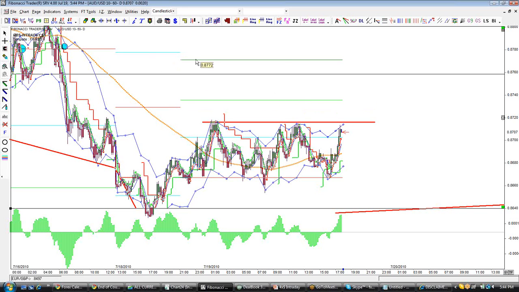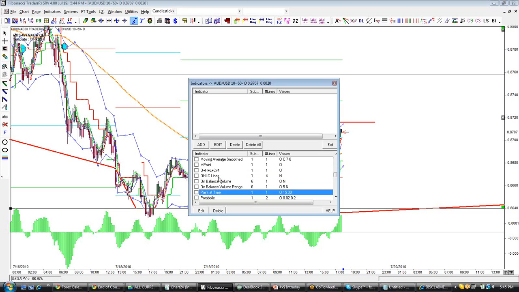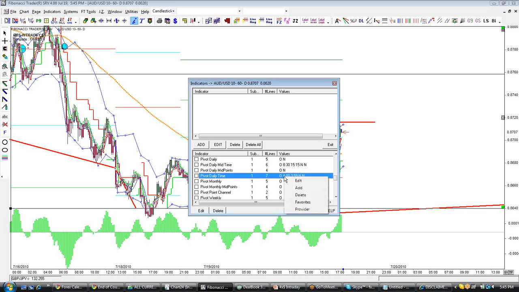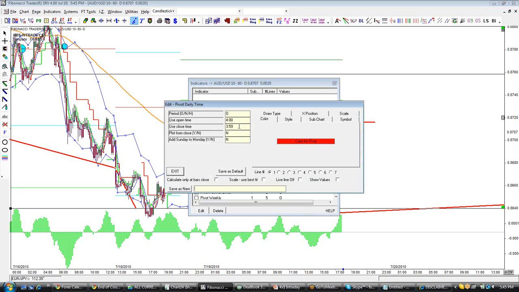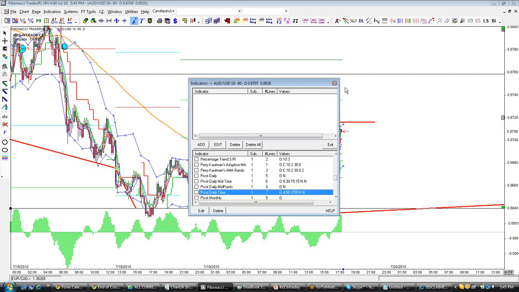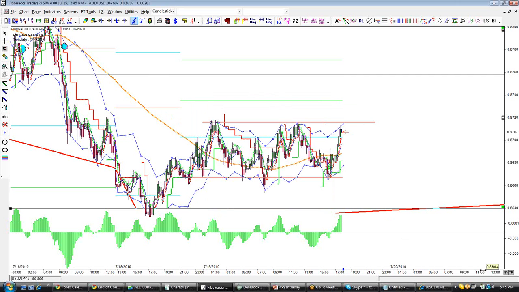Those lines here are daily pivots, yes. Here in Fifth Trader, we go to pivot. I'm using pivot daily time with settings 4 o'clock for open and 3:59 for close. And it doesn't matter where you live or what your time settings are.